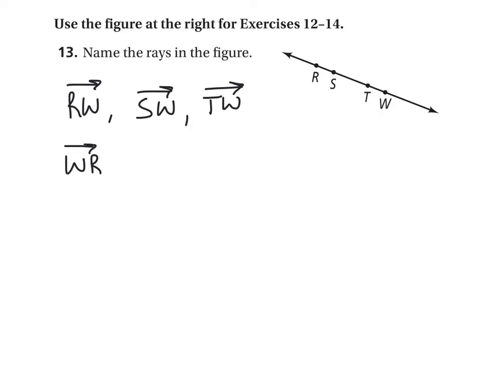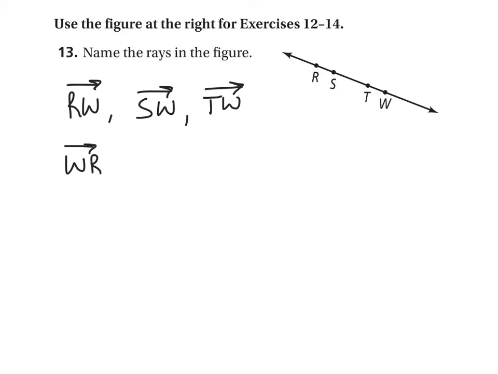One thing to keep in mind here, notice the order in which you name them matters for rays. Ray RW was a very different ray than ray WR. Why? Because they have different endpoints and they go in different directions. Ray WR is heading kind of up and to the left, whereas ray RW is heading down and to the right.